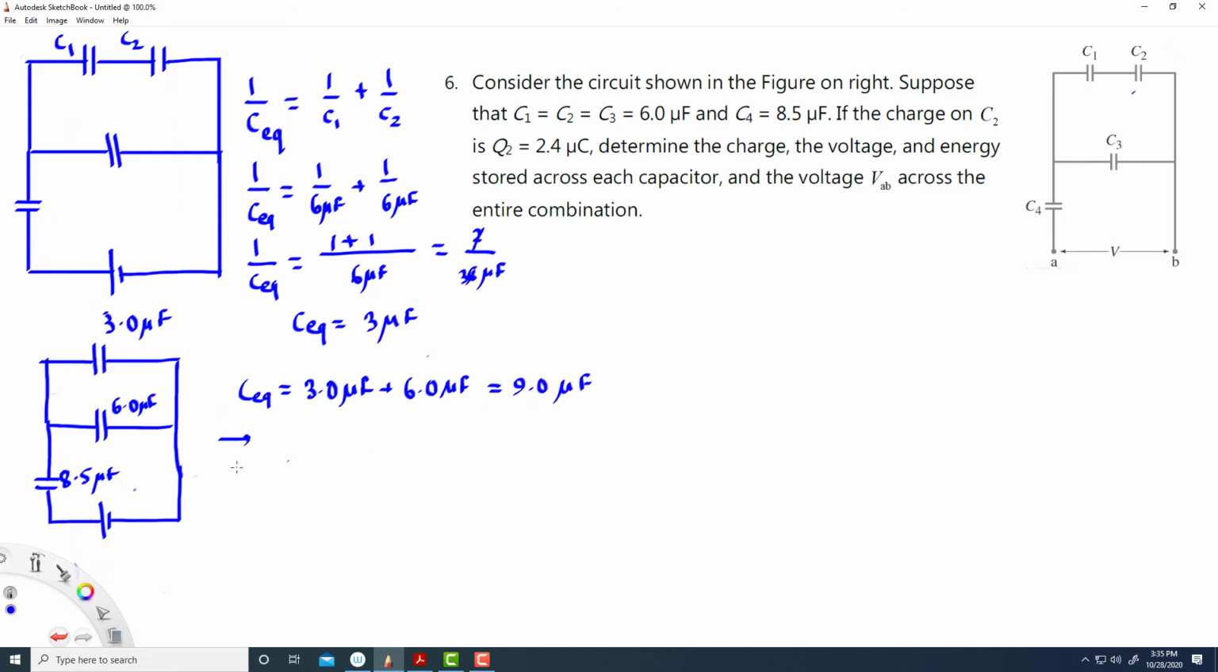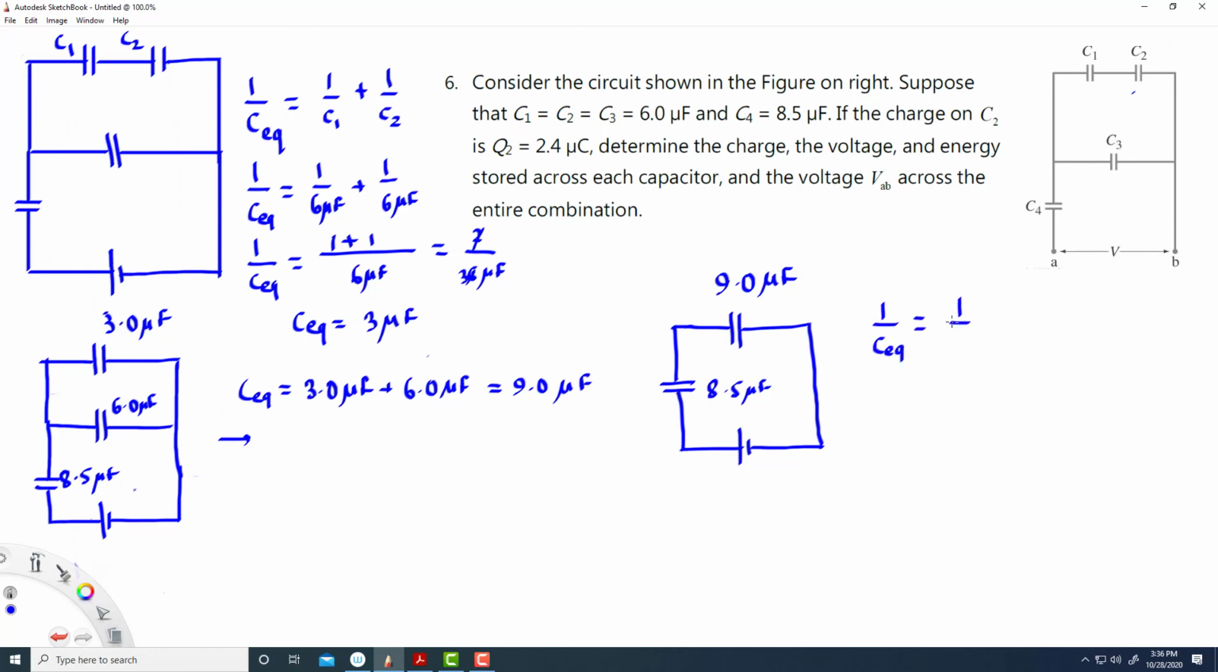So we can write this as, replace these two by a single capacitor. Okay. So that's the combination of these two, which is 9 microfarad, and we still have 8.5 microfarad down here, and then we have a battery here. So this is 8.5. Now you combine these two, which are in series. So for series we need to use this formula, 1 over C equivalent is 1 over C1 plus 1 over C2, or let's just use 1 over 9 microfarad plus 1 over 8.5.